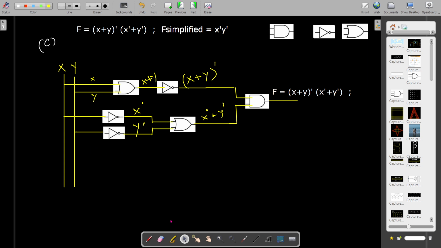In order to draw the logic diagram for this f simplified, first we have to get x dash. So we take the connection from this x and apply it to an inverter or a NOT gate, and the output of this NOT gate will give us x dash. And we take the connection from this y and it is given to another NOT gate, and the output is now y dash.